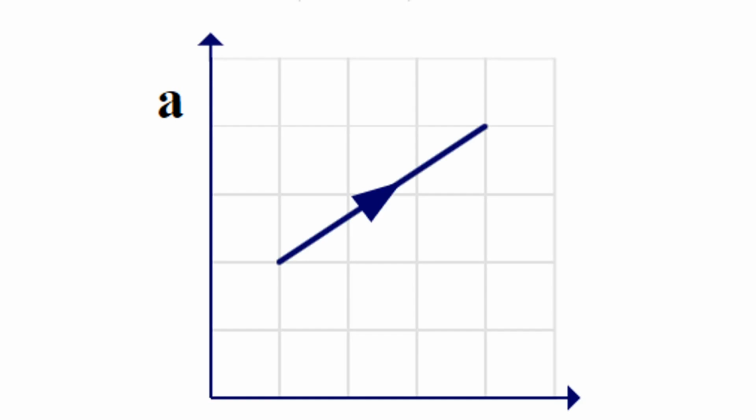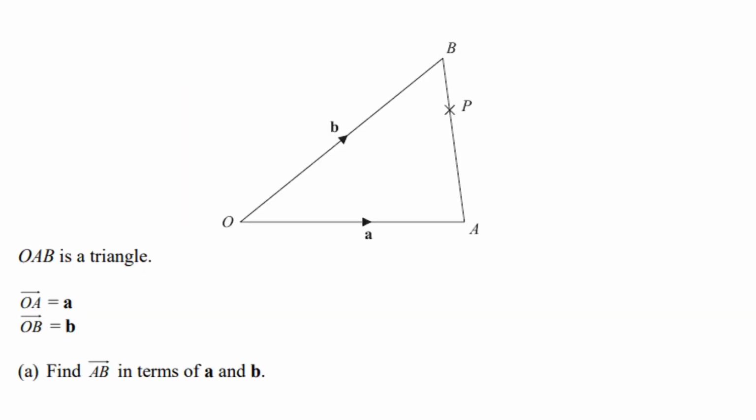In the last one we discussed that this vector is going to be 3 across to the right and 2 up, which is (3, 2). We can do this in terms of other vectors on the diagram. So if OAB is a triangle and we're told that OA is a and OB is b, then what is AB going to be? Well, what we're going to do is something called a journey.